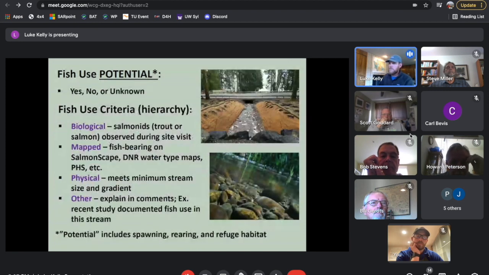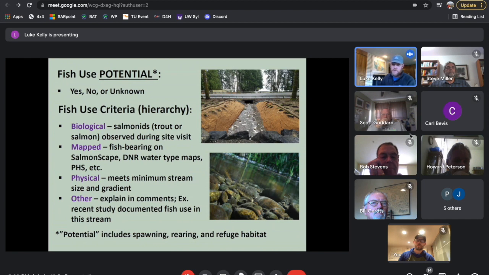Fish use potential: yes, no, or unknown. I'll say this a couple of times. When in doubt, just select unknown. A lot of this stuff we can figure out later in the office, or by making a couple of phone calls to folks that know the landscape. So when in doubt, you can always select unknown. But if you're pretty savvy and you're pretty excited about your stream, which I often am, you have three options.